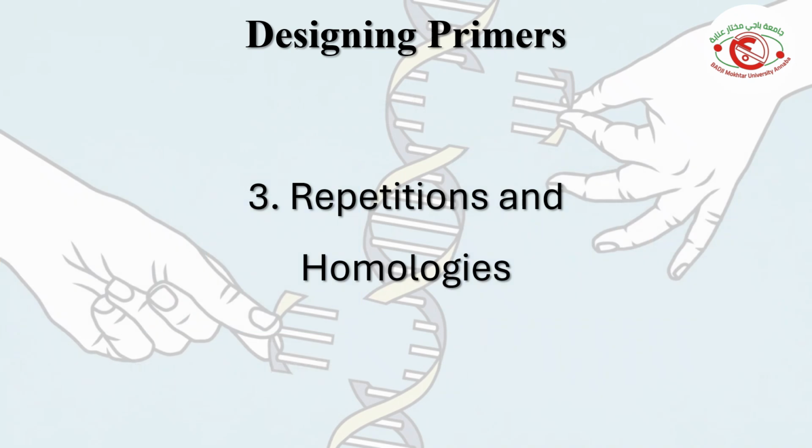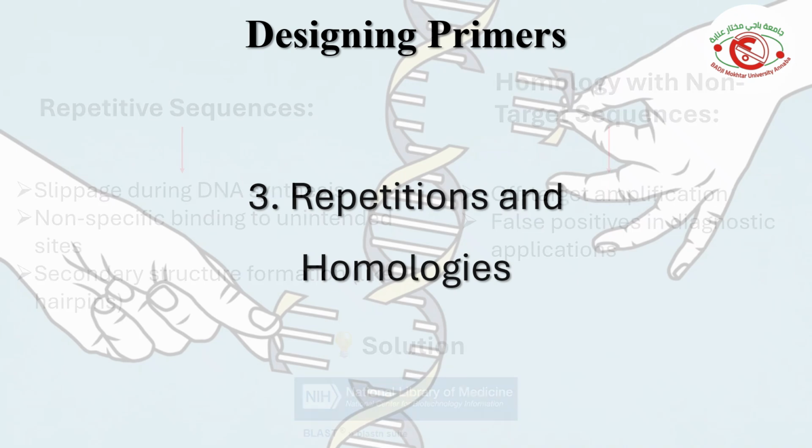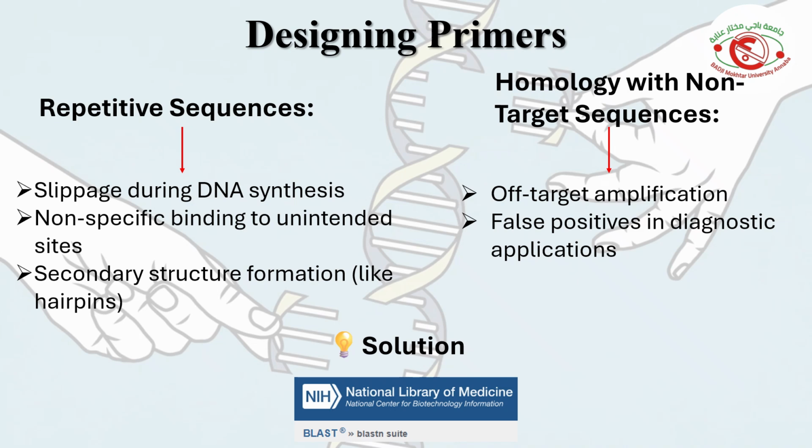In the criteria of good primers, we talked about avoiding repetitions and homologies. In this part, we will talk about its consequences. Primers should not contain repetitive sequences or regions that are too similar to other parts of the genome. Repetitive sequences may cause slippage during DNA synthesis, non-specific binding, or the formation of secondary structures. Homology with non-target sequences can lead to off-target amplification and even false positives in diagnostic applications. To avoid this, always validate primer sequences using tools like BLAST to confirm their specificity.